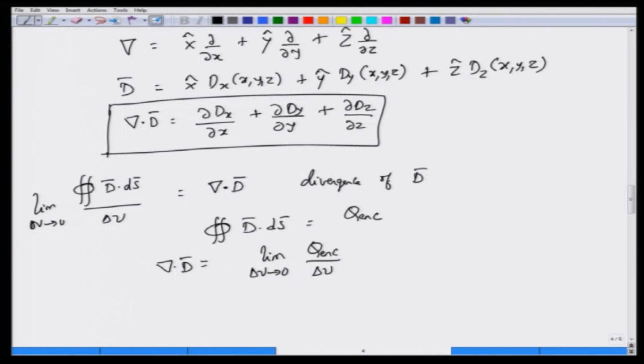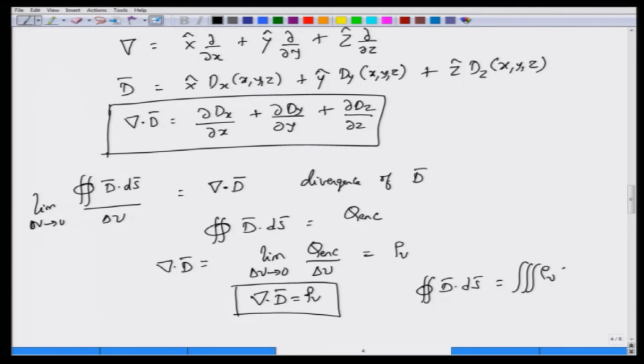The charge enclosed in the differential volume per unit volume is by definition the volume charge density rho v. So, you can rearrange these two and write del dot D is equal to rho v, and this expression is the equivalent of the integral form of Gauss's law. So, by defining a quantity called divergence, we have been able to rewrite this equation in the differential form.